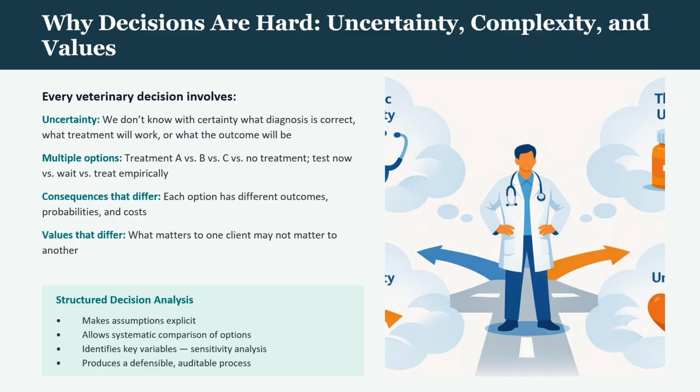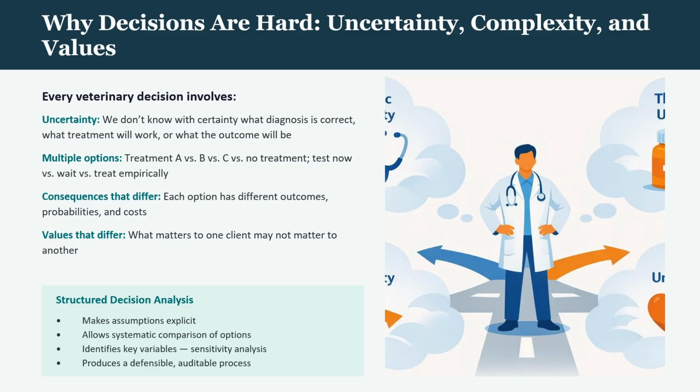Therapeutic uncertainty: even with a correct diagnosis, treatment response is probabilistic. Some animals respond, others don't, and we usually don't know in advance which category our patient falls into. Outcome uncertainty: even successful treatment doesn't guarantee the outcome the client wants. There may be complications, recurrence, or sequelae. And value uncertainty: different clients prioritize different outcomes. One owner may prioritize survival at any cost. Another may prioritize quality of life. Another may prioritize economic return.